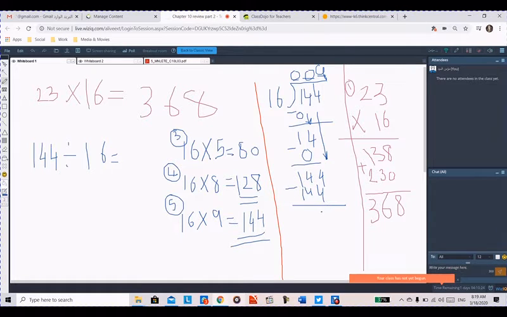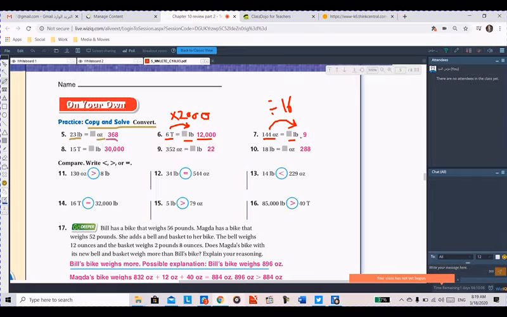Guys, copy this with me. These are very important steps, okay? You have to copy this in your notebook to try it by yourself. So the answer here is 9.